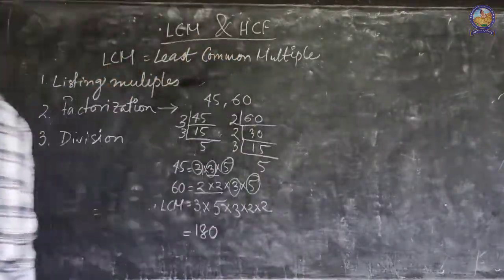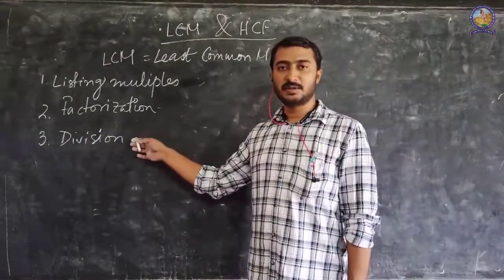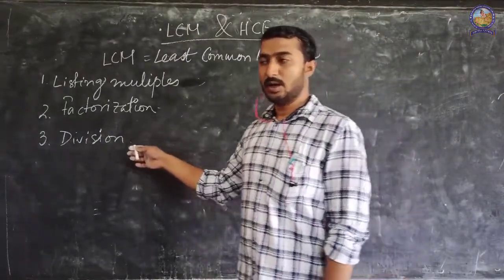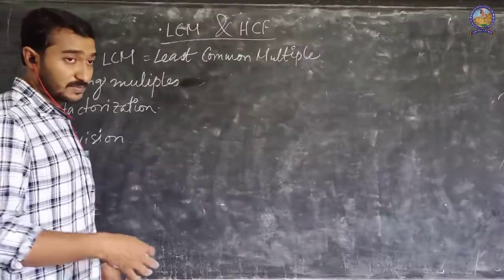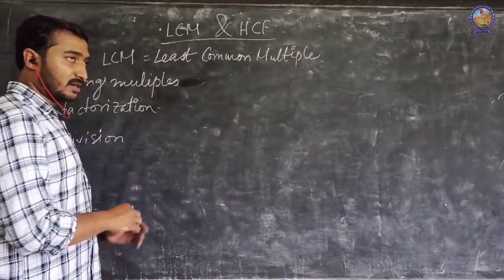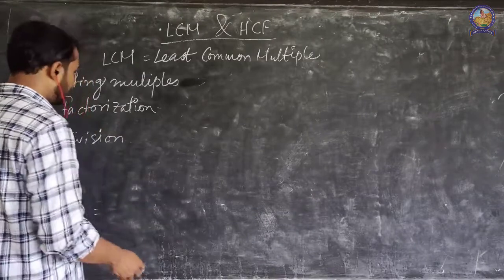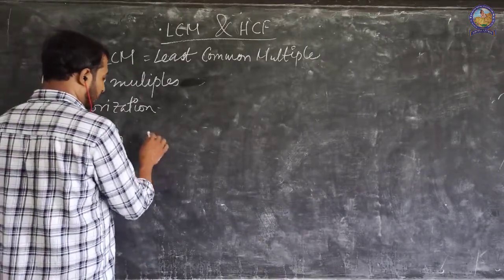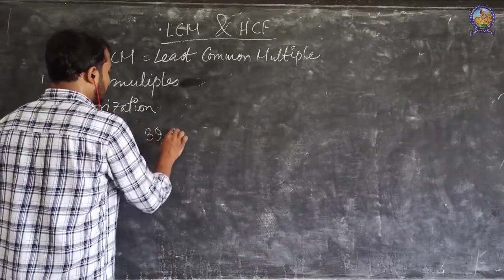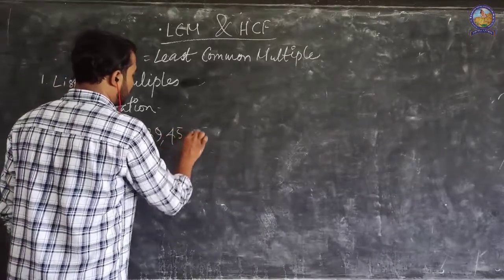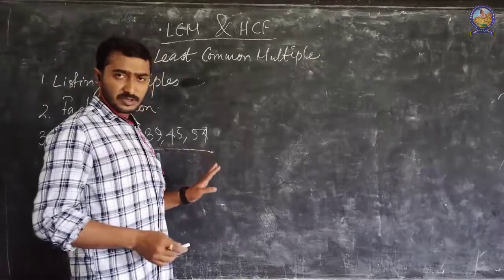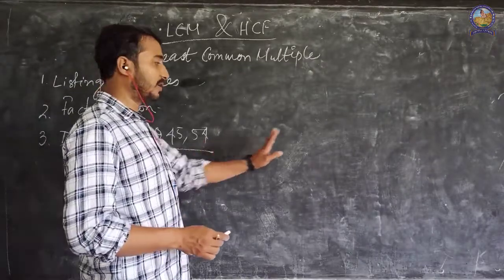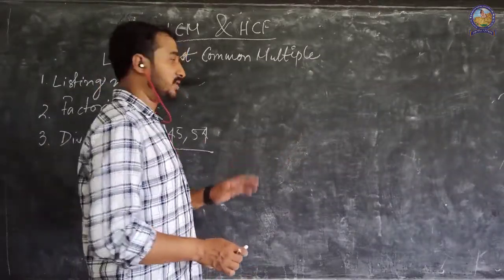Okay. Now the last method, that is the division method, and it is the most effective method. You can use this method for finding the LCM of 3, 4, 5, 6, as many numbers as you want, and you can do the calculation all together. So let's see how it works. For this I am taking an example, that is 39, 45 and 54. For that we have to do the factorization of all three numbers, or all four or five, however many numbers there are, all together.